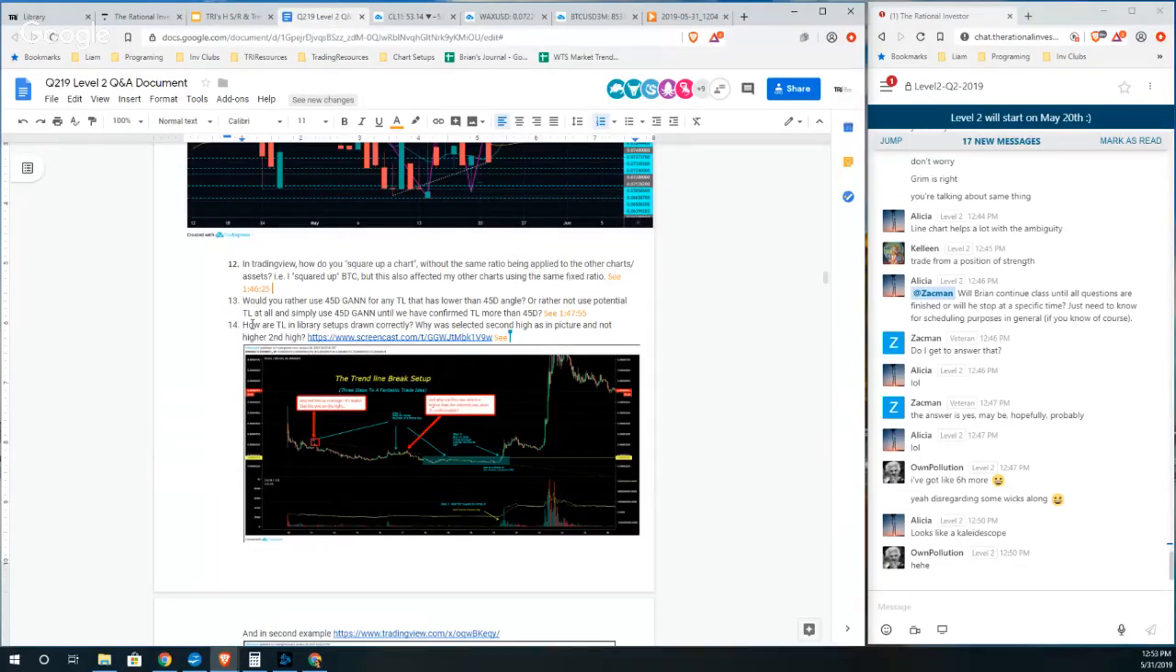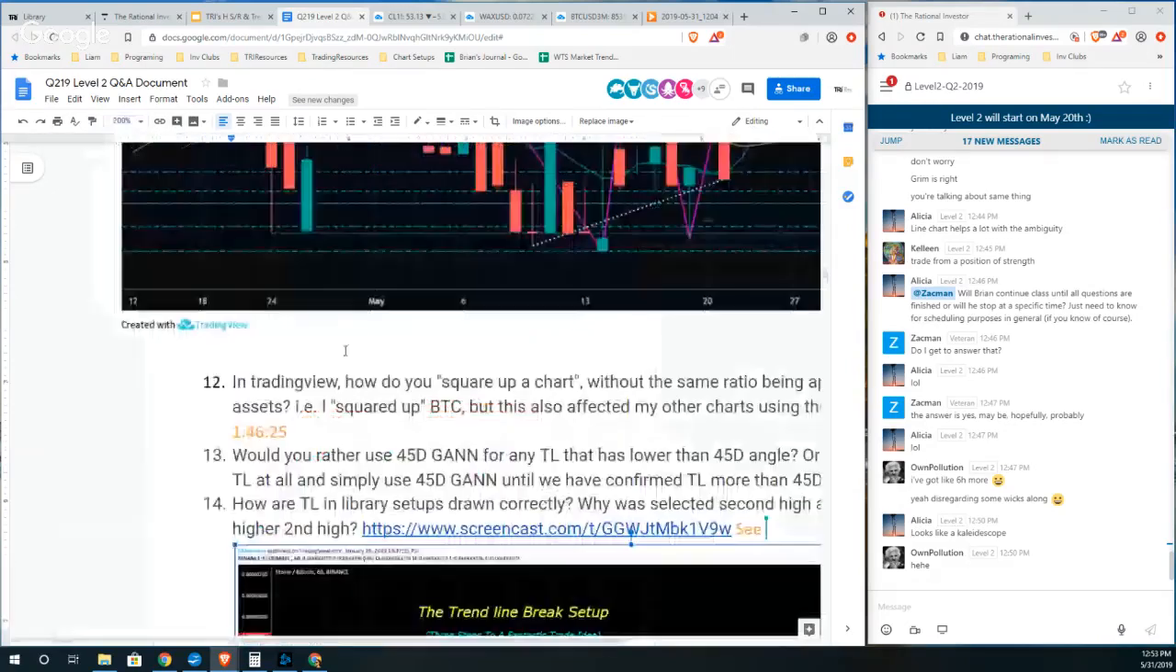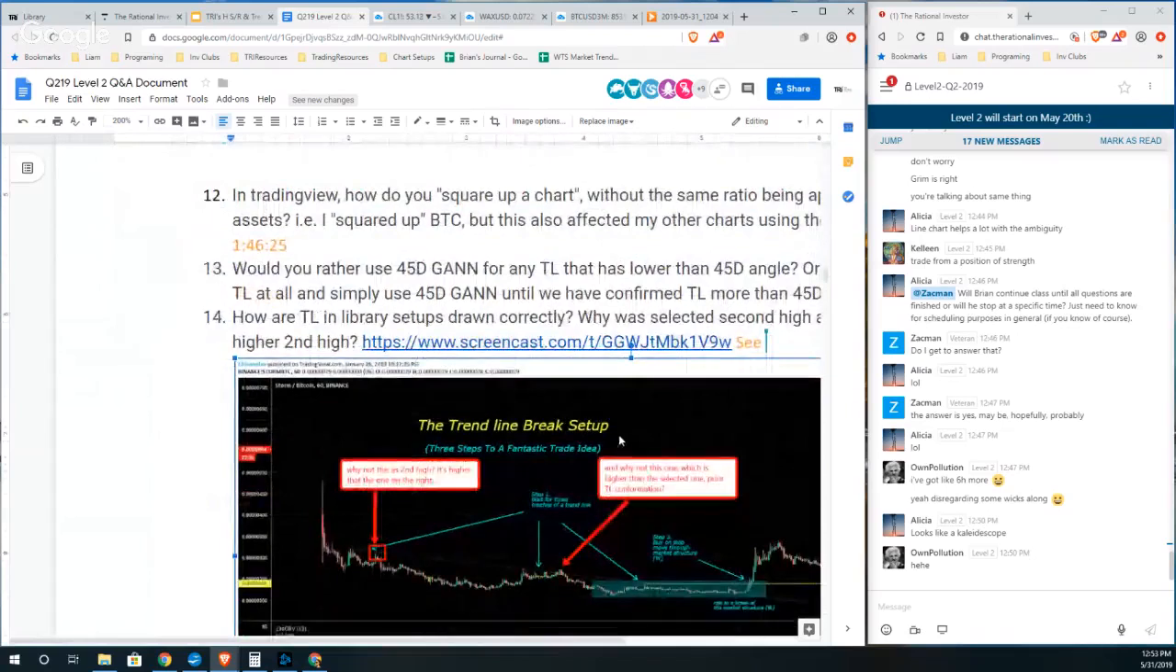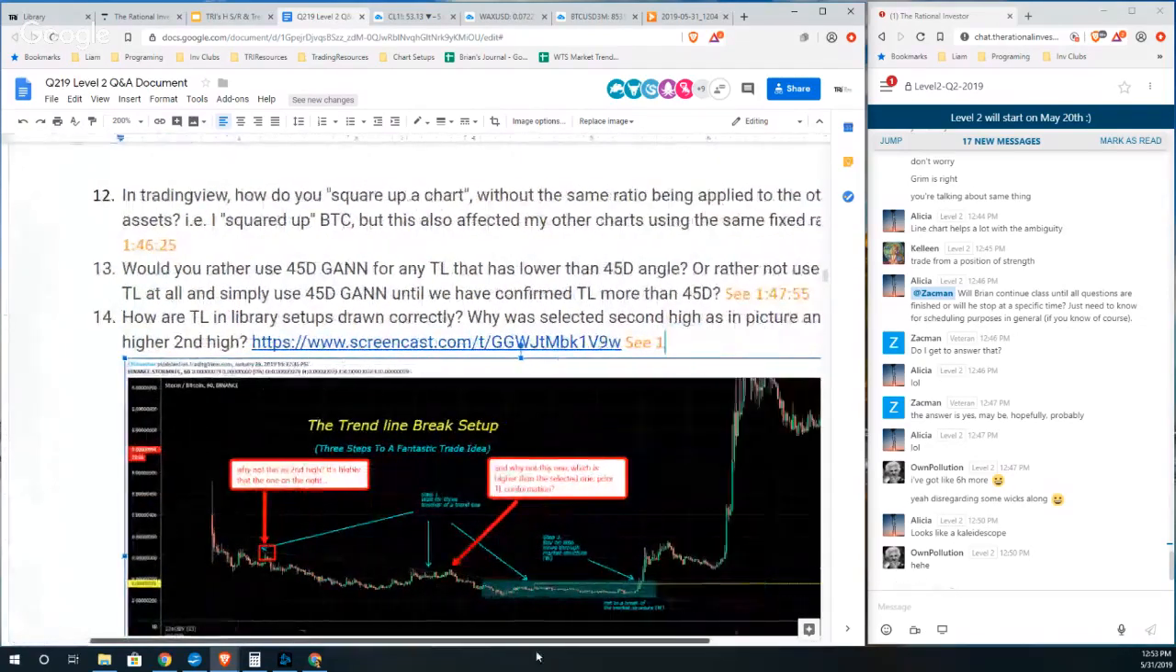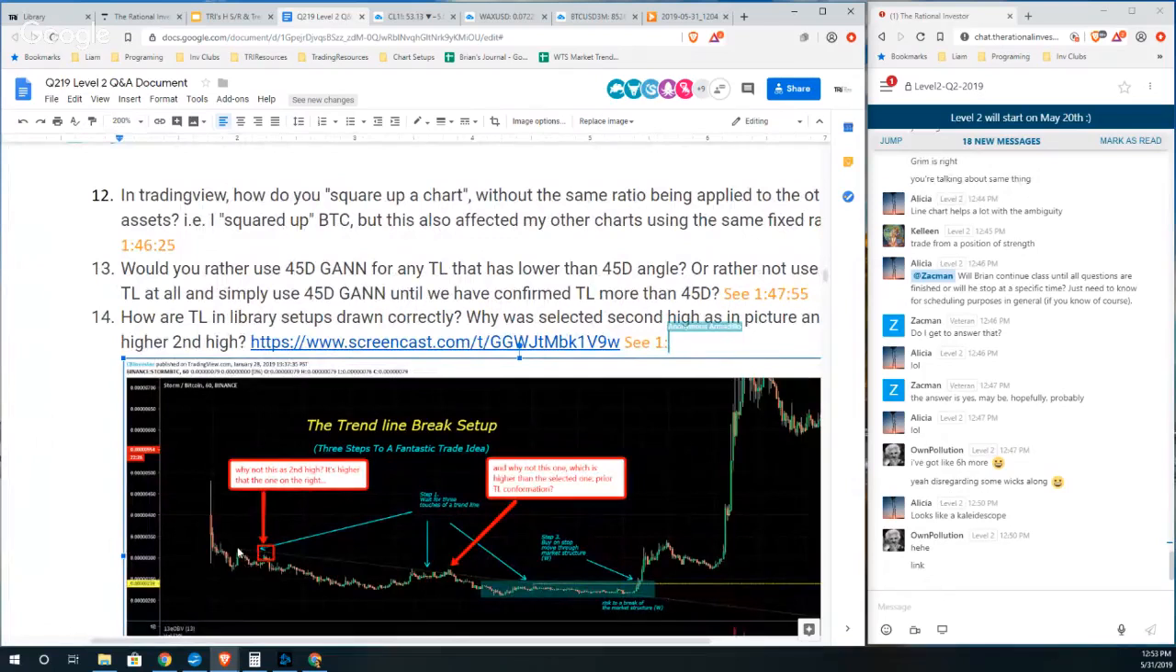Okay, number 14. How are trend line and library setups drawn correctly? Why was the second high selected as in the picture and not the second higher second high? Basically wanted to connect the dots. One, I don't know why not this as the second high. It's higher than the one to the right. Could be. You wanted to go off of this, and I think that paints a break here.